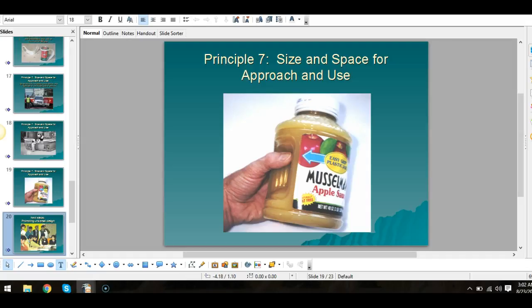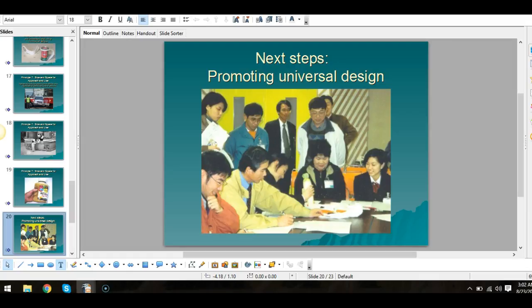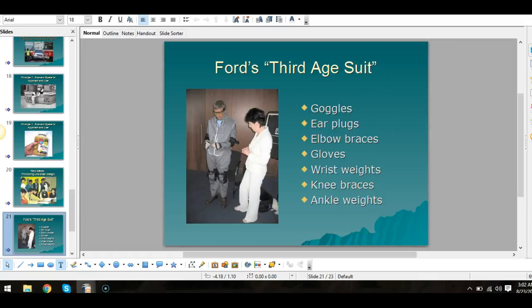What are our next steps when we are promoting universal design? Well, first we should get together and talk about it. We should make some things to be able to examine how it may feel for others to live in our society that is inaccessible to people. Here is an example of what is called the Ford's third age suit. That was a suit developed to make us feel like older people feel.